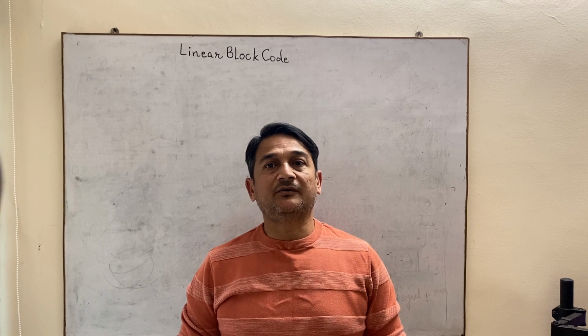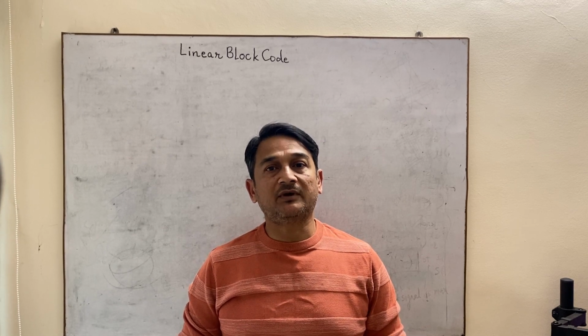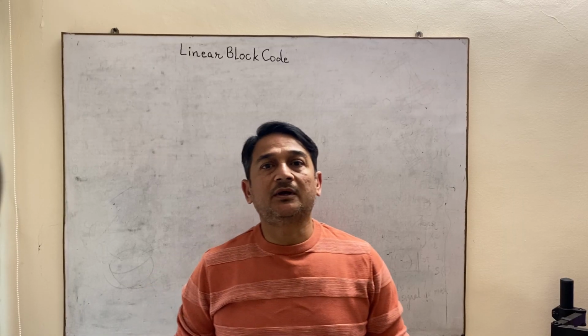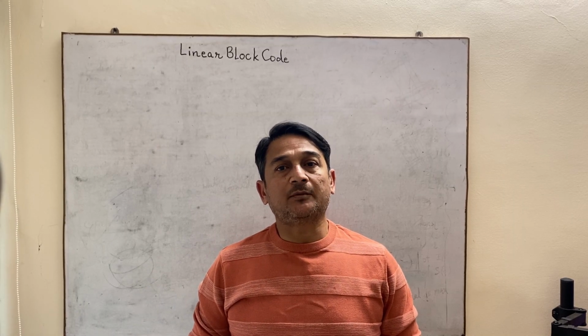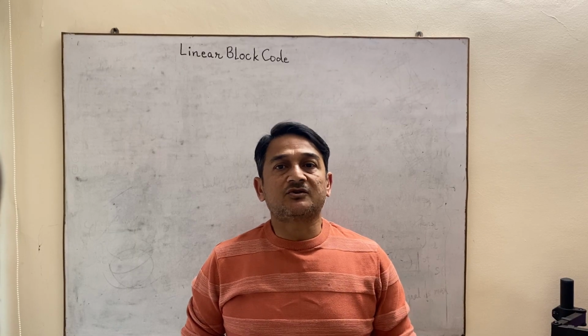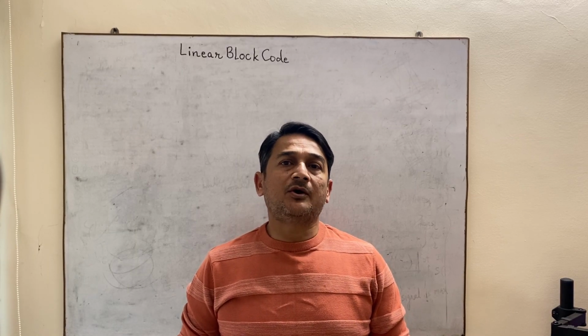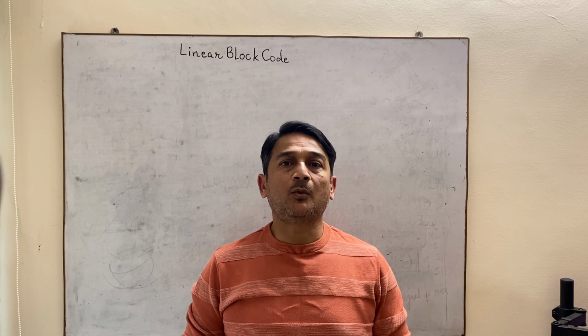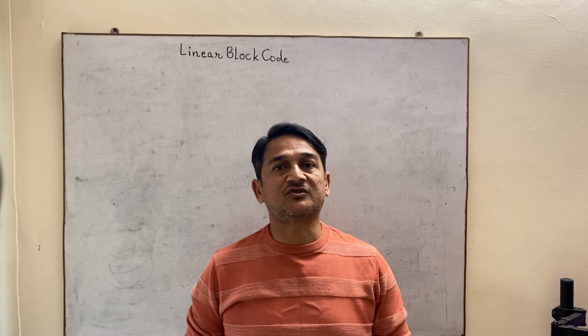In this video, we are going to understand the concept of linear block code. There are various types of block code such as Hamming code, linear block code, cyclic code, convolution code, etc. So why are these codes called block code? Because the coding is done in the form of small blocks of data or small blocks of bits.